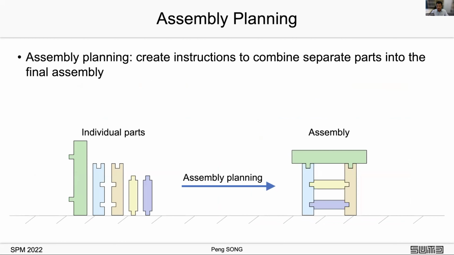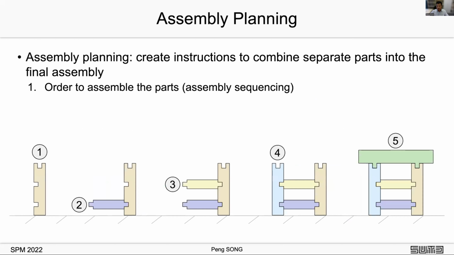Assembly planning is a very fundamental problem that is important not only in puzzles, but also in many other disciplines, such as architecture, engineering, and robotics. Assembly planning is the process of creating detailed instructions to combine separate parts into the final structure. Assembly planning will output three kinds of information for the assembly process. First, an order to assemble the parts, also called assembly sequence. In this example, we first assemble the orange part, followed by the blue, yellow, cyan, and green parts.